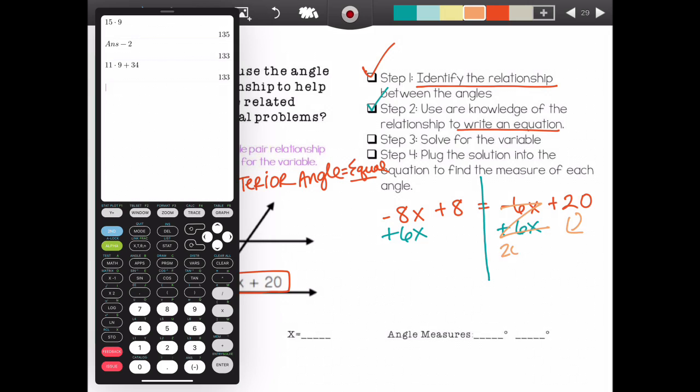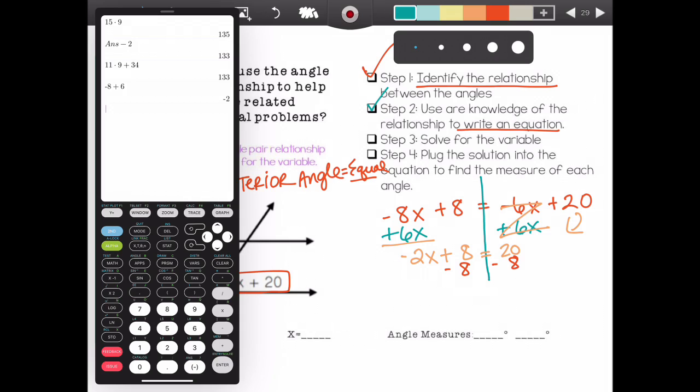I'm going to bring that down. And then negative 8 plus 6. Again, please make sure you're using your calculator. Negative 8 plus 6, I get negative 2x left. So negative 2x plus 8. Next thing I need to do is get rid of this plus 8. So I'm going to subtract 8 from both sides, again using those inverse operations.